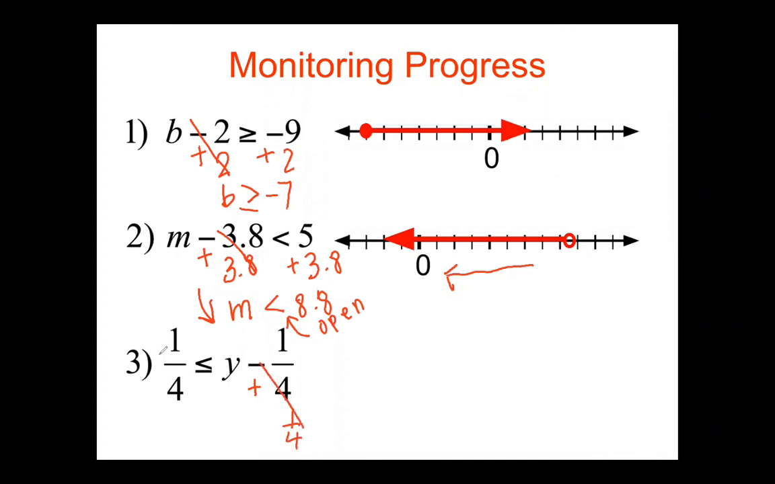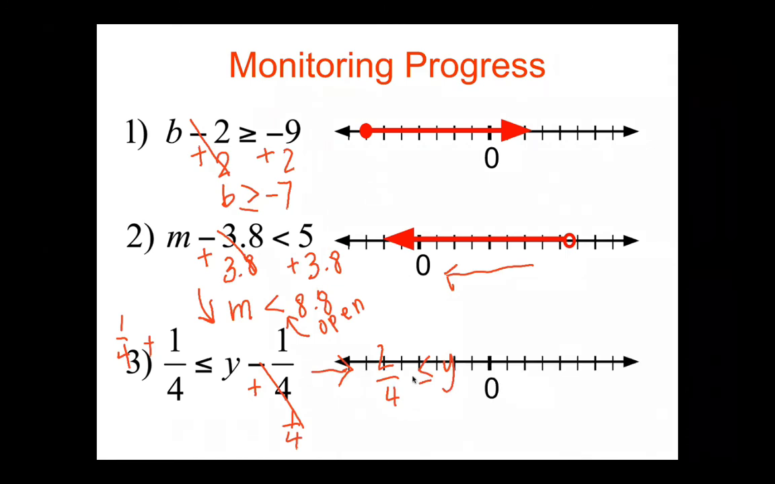For 1/4 is less than or equal to y minus 1/4, go ahead and add 1/4 to both sides. 1/4 cancels, and these have a common denominator, so no need to find one. So that gives you 2/4 is less than or equal to y. Now you can go ahead and graph this. 2/4 can actually just reduce into 1/2. So go ahead and plot 1/2 with a closed circle. Now you can draw your line.